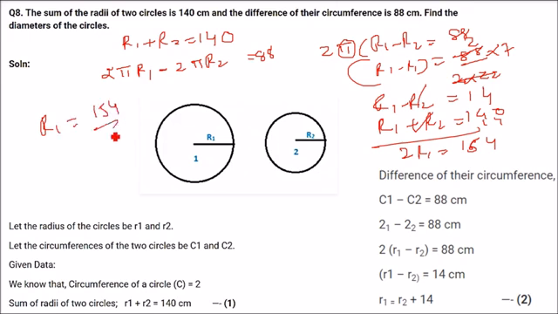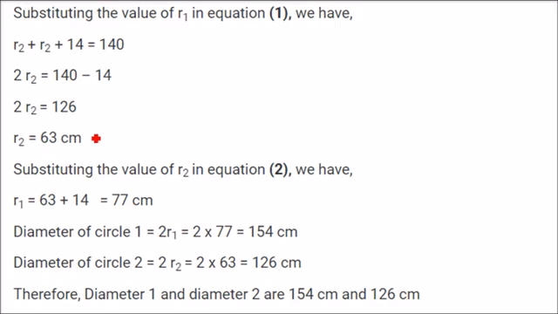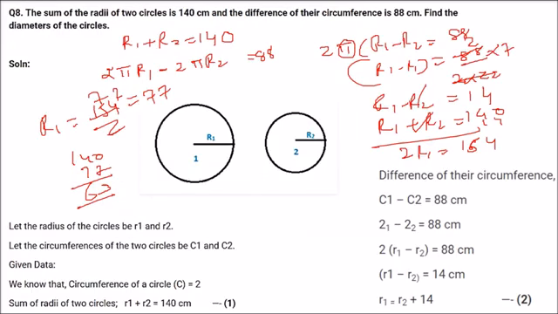So r1 will be equal to 154 by 2. 2 7s are 14, 2 7s are 14, it is 77. The other will be 140 minus 77, and this is 3, and this is 13 minus 7 is 6. One is 63, other is 77. Now we have to find out the diameter of the circle.